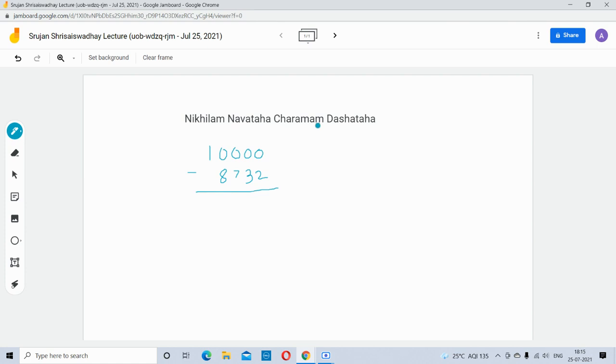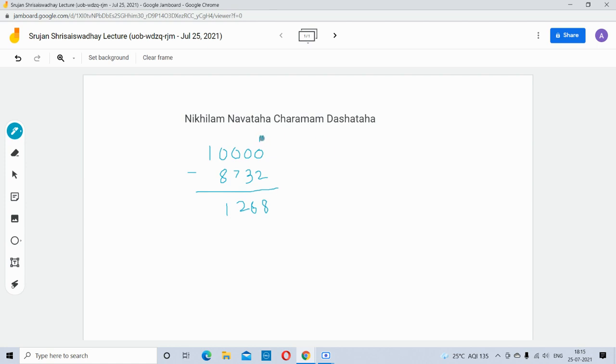According to this sutra, the last digit, the unit place digit, you have to subtract from 10. So it comes out to be 8. And the rest you are going to subtract from 9. So here it is 6, here it is 2, and here it is 1. So your answer comes out to be 1268. This is how you are going to subtract it. It's very simple.